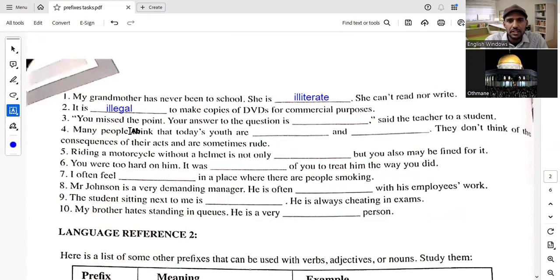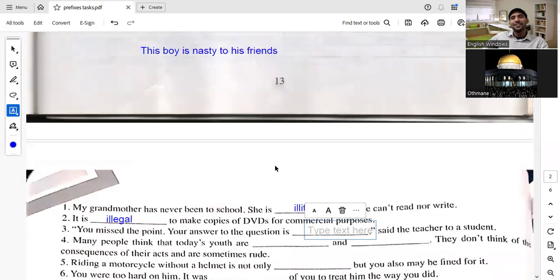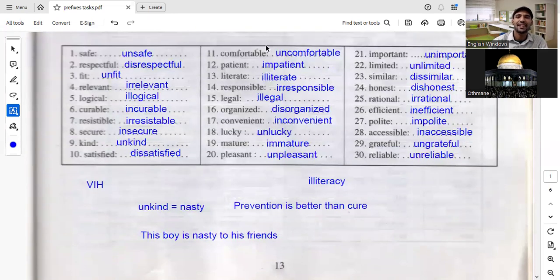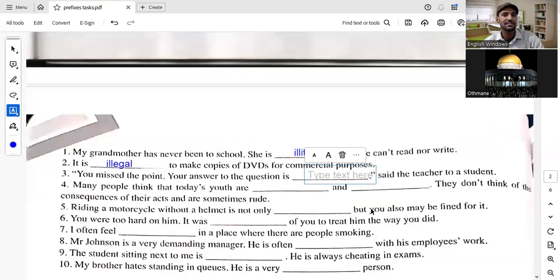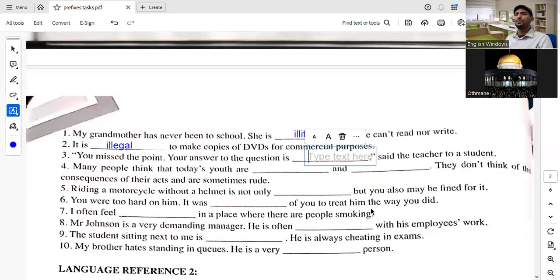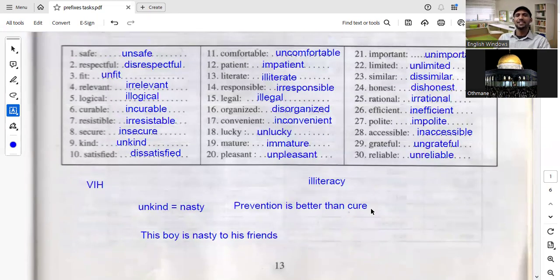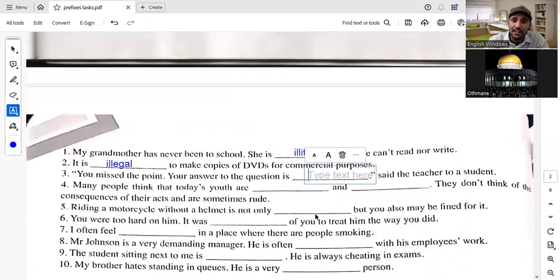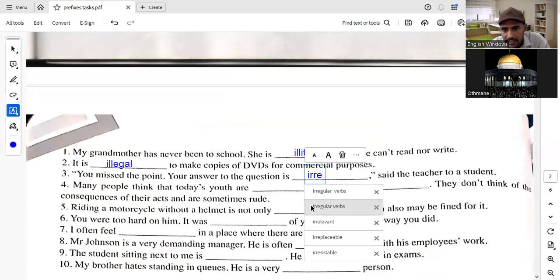Number three, you missed the points. Your answer to the question is, says the teacher to a student, incorrect. Okay. Your answer is incorrect, أو هي خارج الموضوع. لا, جوابك ليس له علاقة بالموضوع. It's beside the point. You missed the point. أخطأت الموضوع. Yes, great. It's irrelevant. Good job. Yeah, it's irrelevant. Great.